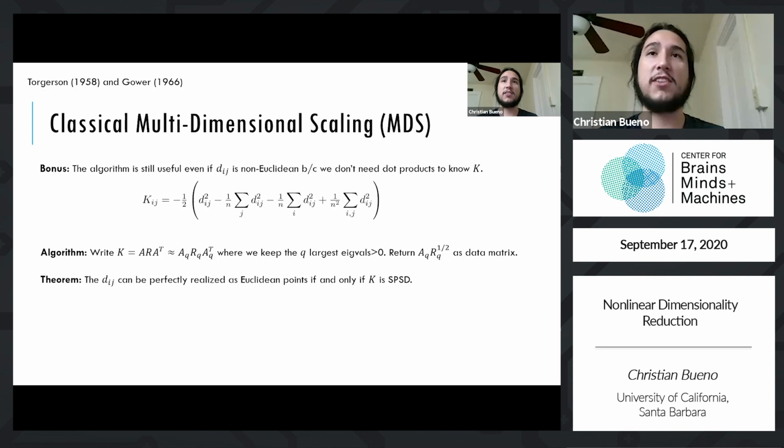It's enough to just check that there are no negative eigenvalues. So being symmetric positive semi-definite, if you remember, meant that all the eigenvalues were non-negative. So the presence of negative eigenvalues is exactly the obstruction.